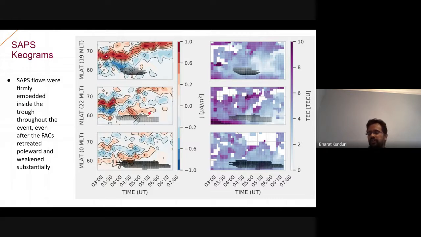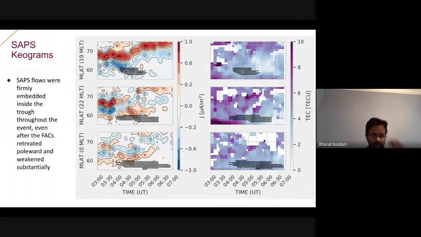At 22 and 0 MLTs, it's slightly different from what we've seen on the dusk side. SAPS flows are now co-located with an upward current system instead of the downward current system. And even though the current system moves poleward towards the end of the event, indicating a decline in geomagnetic activity, there is no response in the SAPS flows. They're still firmly embedded inside the mid-latitude trough.